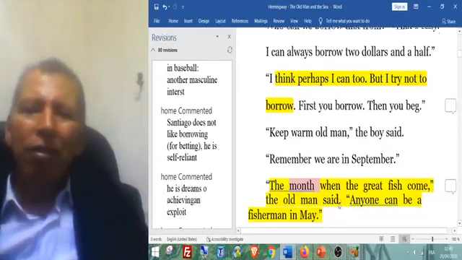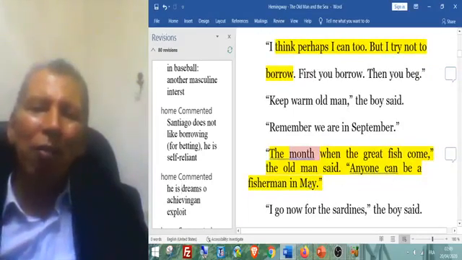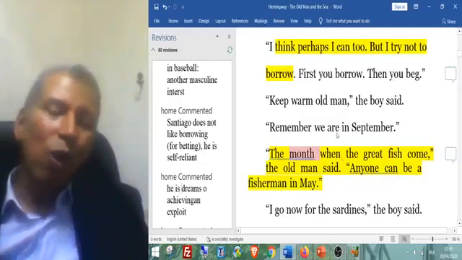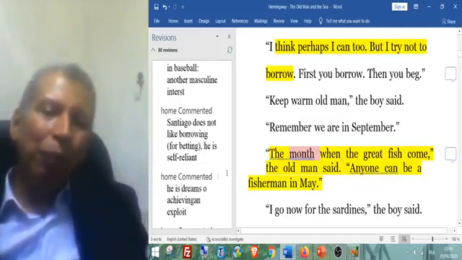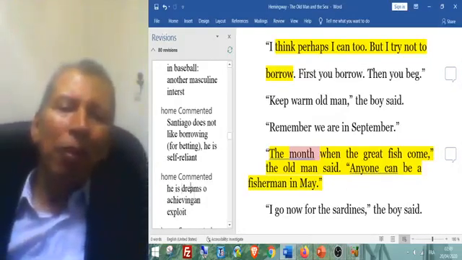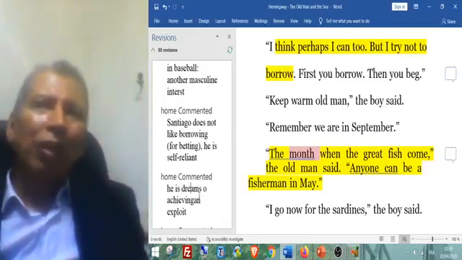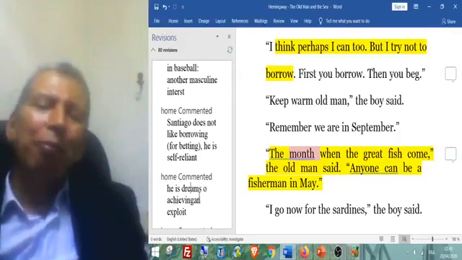The month, remember we are in September, and Santiago says, the month when the great fish come. The old man said, anyone can be a fisherman in May. So Santiago is ambitious. His dreams are big.